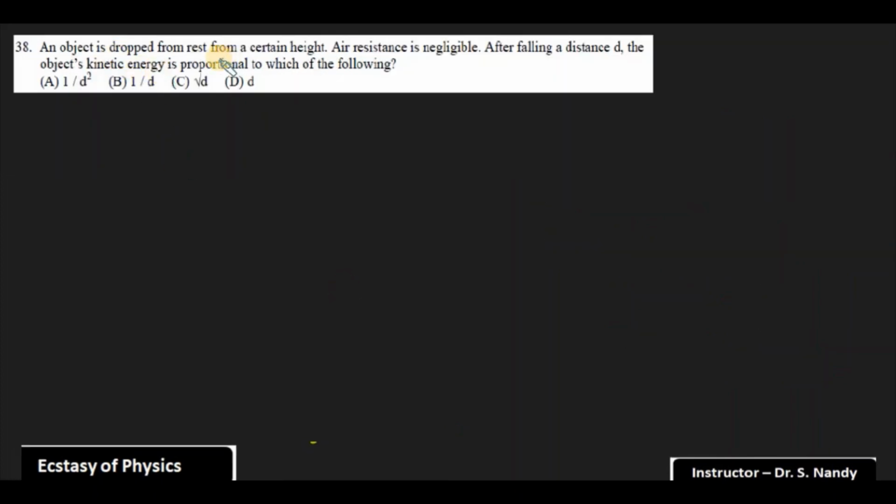An object is dropped from rest from a certain height. Air resistance is negligible. After falling a distance d, the object's kinetic energy is proportional to which of the following?